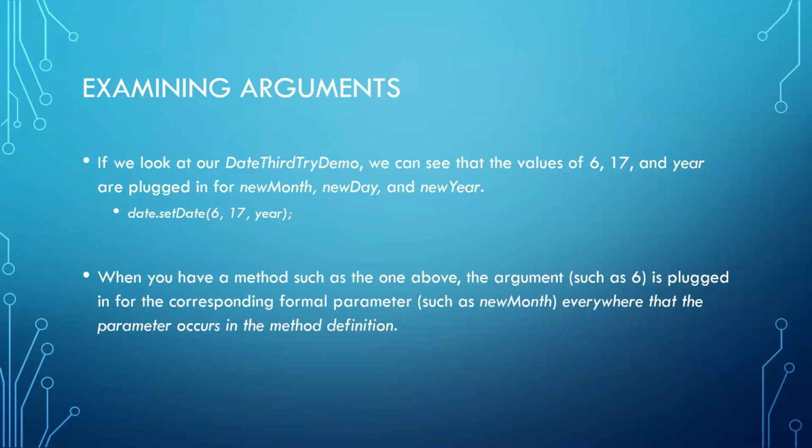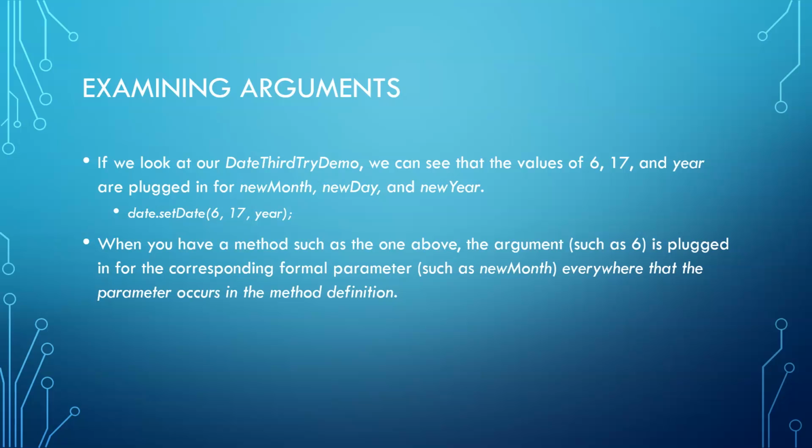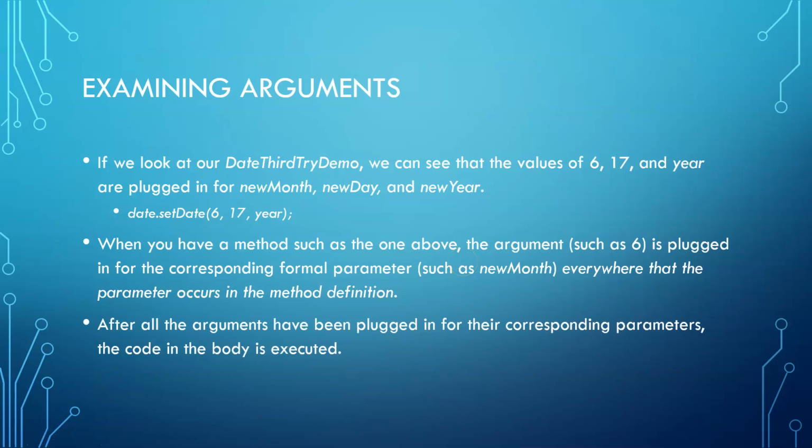All right. When we have a method just as the one above, the argument, which is a 6, is plugged in for the corresponding formal parameter, such as newMonth, everywhere that parameter occurs within the method definition. So anytime, it's just like another variable. It's going to plug it in wherever it sees that variable. And the nice thing about this too is that you can notice this is a hard-coded number, this is a hard-coded number, but you'll notice that this is year, which means that this here is a variable inside of the demo. And we'll look at that in a minute here. Now, after all your arguments have been plugged in for the corresponding parameters, the code in the body of your method is executed.